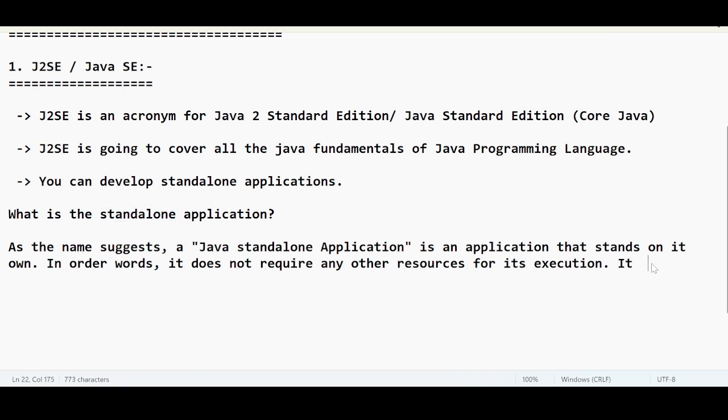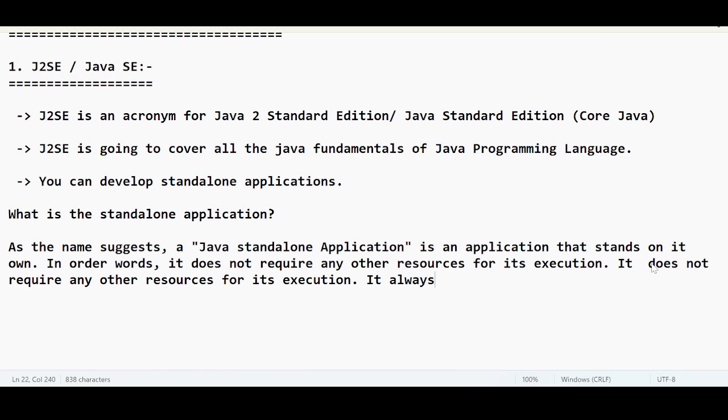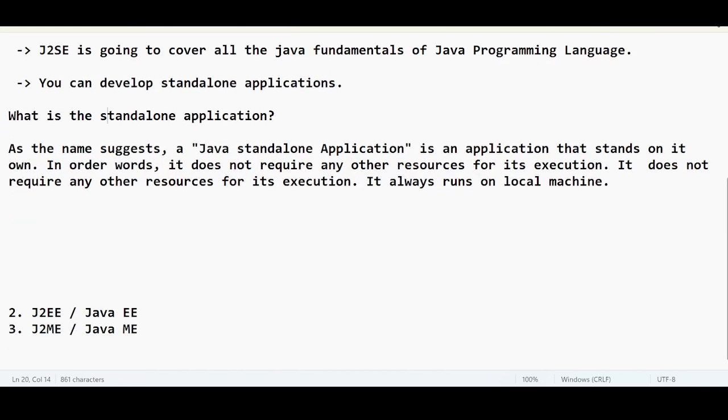When you're giving an interview, if you get this kind of question, and trust me, you get this kind of question, the answer is: it does not require any other resources for its execution. Very simple, isn't it? It always runs on the local machine. The local machine is what? The machine that you are operating upon. It always works on the local machine. Good, isn't it? Any doubts about standalone applications? Okay, sir, very good.